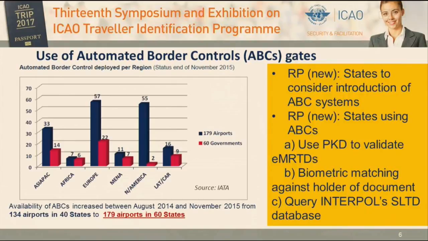There are new recommended practices related to automated border control gates. You can see here from the slide that the number of ABCs has increased in the last years, and there is a new recommended practice asking states to consider the introduction of ABC systems. There is also another recommended practice which indicates that states using ABCs should use the PKD to validate the eMRTDs, to have biometric matching against the holder of the documents, and also to query the Interpol SLTD database.